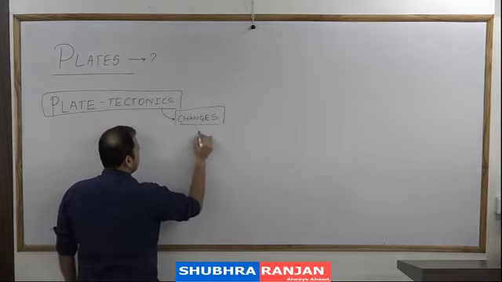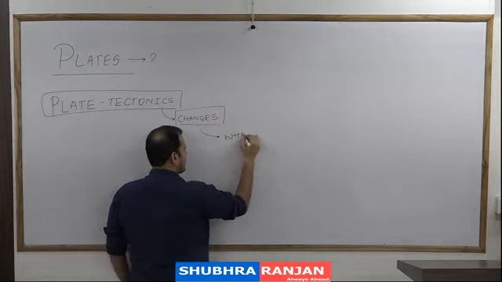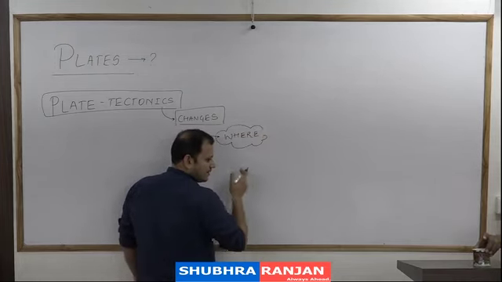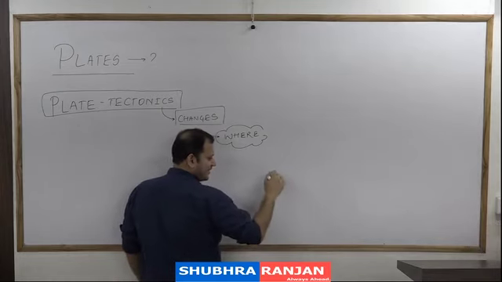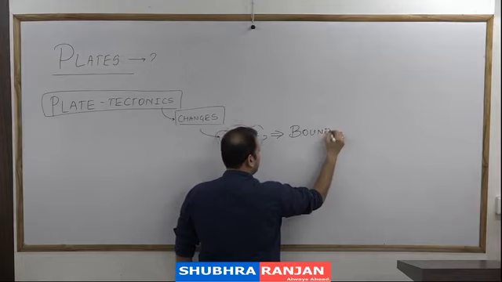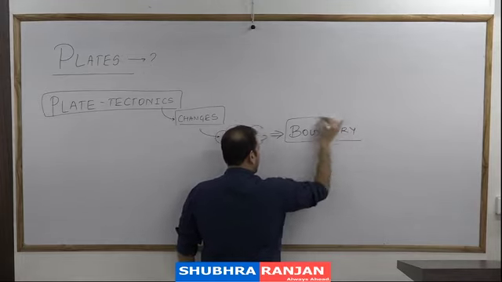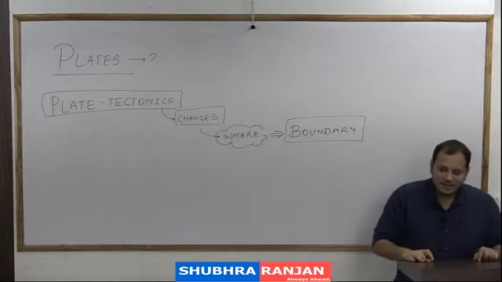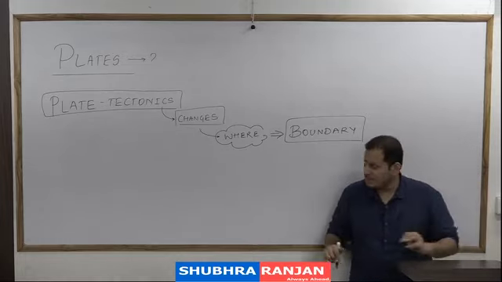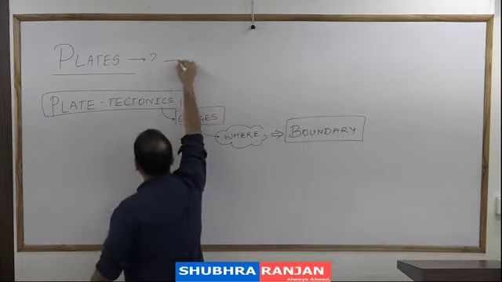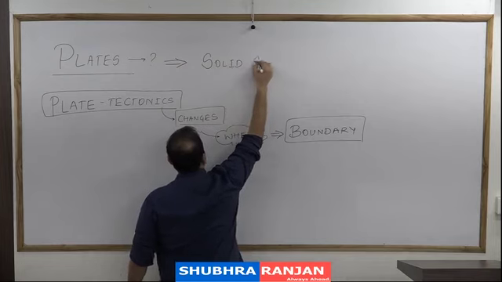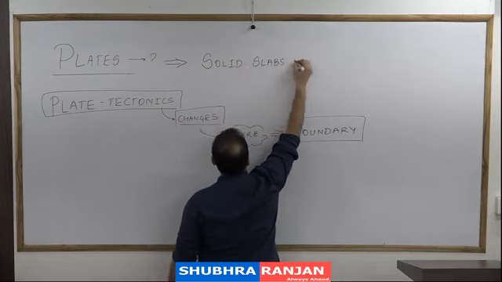Now where will these changes occur? All these changes will occur at a boundary. Where at a boundary? A boundary where the plates are meeting each other or the plates are going away from each other. But first we'll say what the plates are. So what are the plates? These are the solid slabs made up of lithosphere.